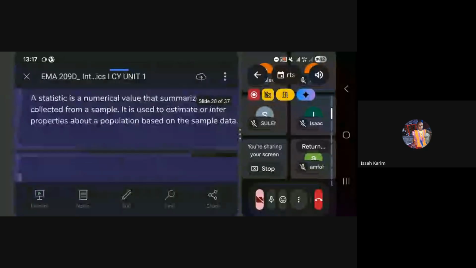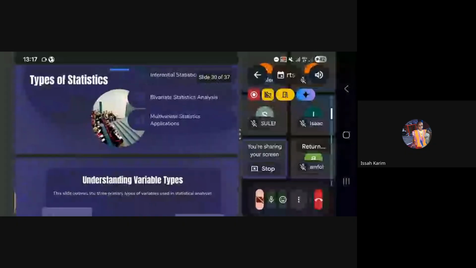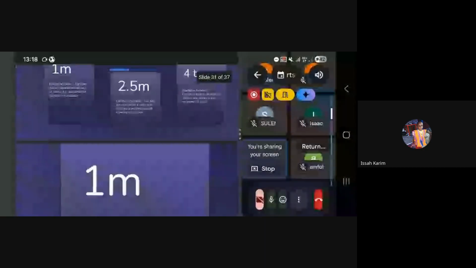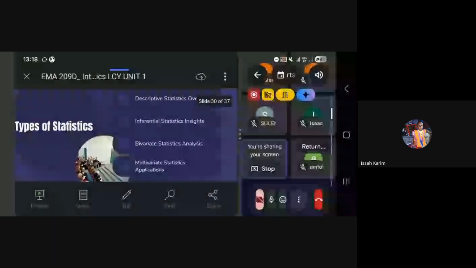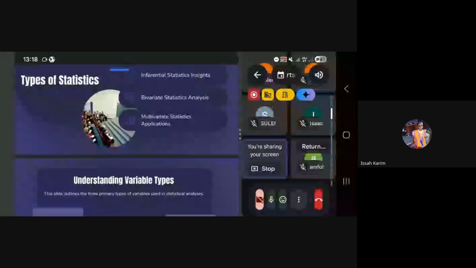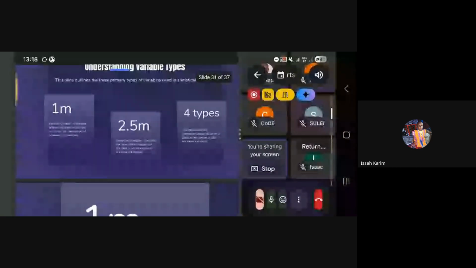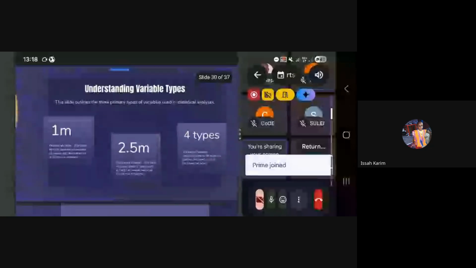So the statistic deals with the sample, whilst the parameter dwells on the population. Please take note, these are possible objective questions that we can get. So I think the rest deals with some of the various types of statistics. We can talk about some types of statistics whereby we can look at the descriptive, inferential, bivariate statistics, and multivariate statistics applications. So we will be looking at them as we move on in the course of our studies.